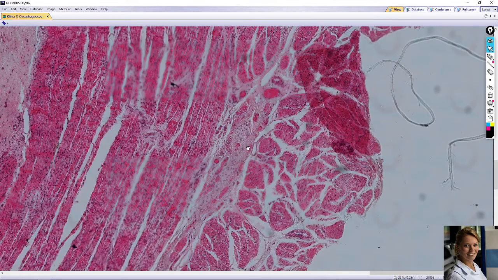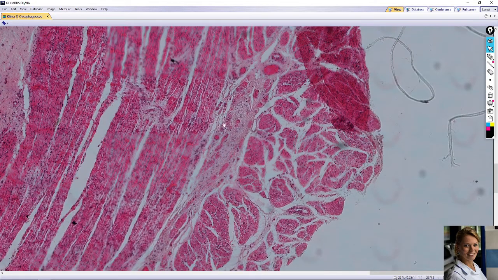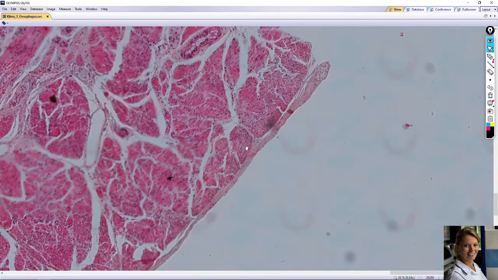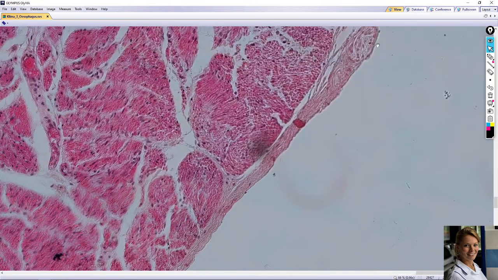The outermost layer of the lower esophagus is the serosa. Here you can see a very thin layer of connective tissue and simple squamous layer mesothelium, which forms the serosa. The serosa consists of very thin layer of loose connective tissue and 1 layer of flattened cells.